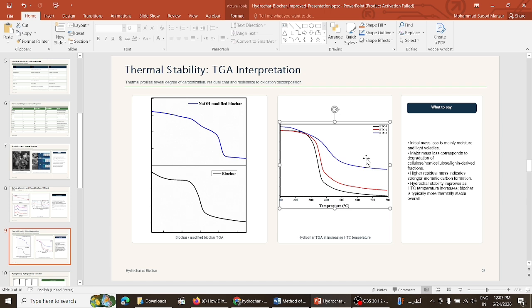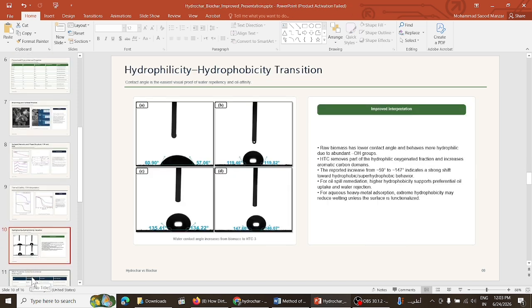Biochar is more thermally stable, so weight loss below 150 degrees C is mainly moisture. There is only minor decomposition above 400 degrees C, so the residual mass lies from 60 to 90%. Biochar is more stable because of its aromatic carbon structure. Now in terms of contact angle, hydrochar is 50 to 110, biochar is 90 to 150, so biochar is more hydrophobic and hydrochar is relatively hydrophilic.